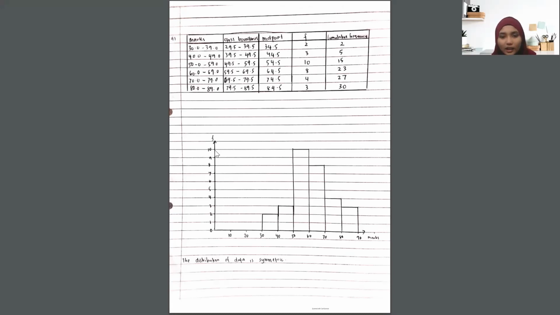And the next question is, after we have got all the data, we need to draw a histogram. For the x-axis, we use the class, which for this question is the marks. And for the y-axis, we use the frequency and plot the graph, and we will get the histogram graph like this. So the distribution of the data is symmetrical.